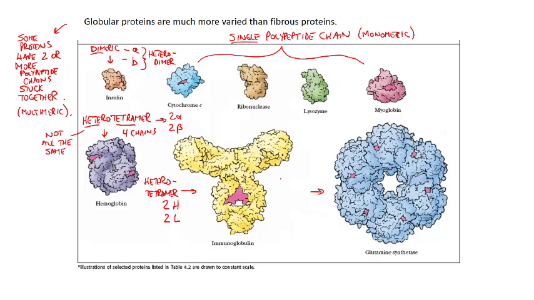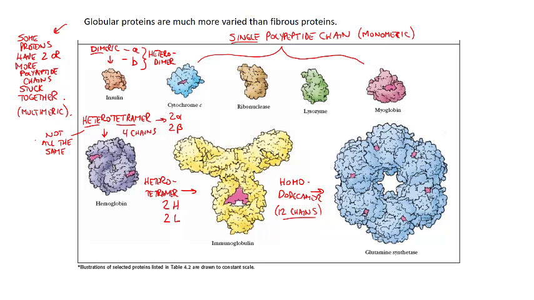Glutamine synthetase is a homododecamer. It has 12 chains and they're all the same. And they're stacked together in this double ring structure that you see on the lower right.